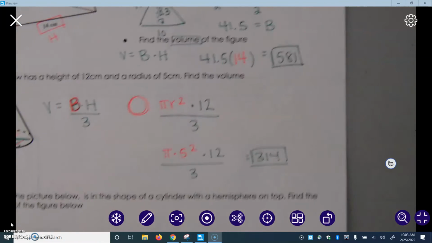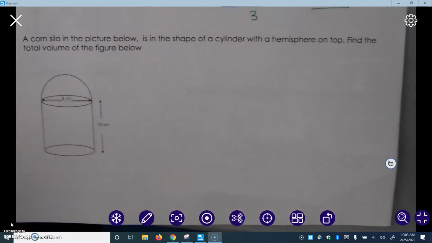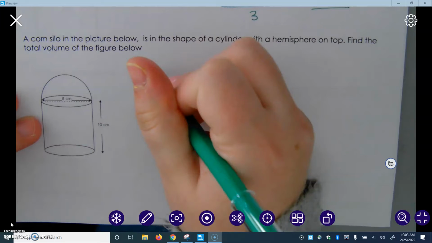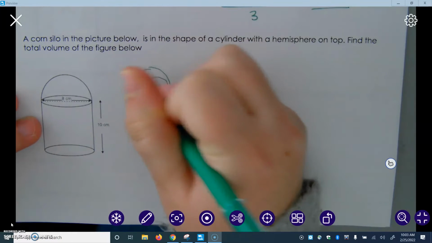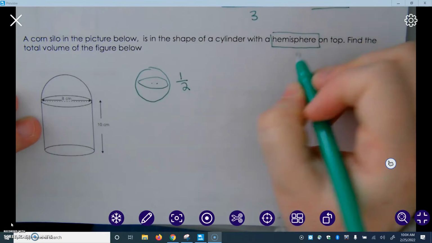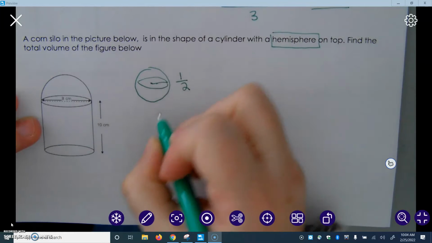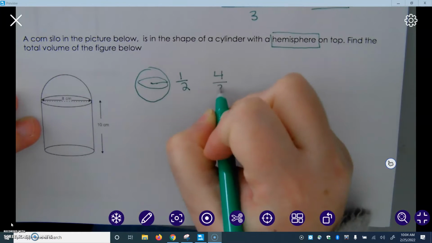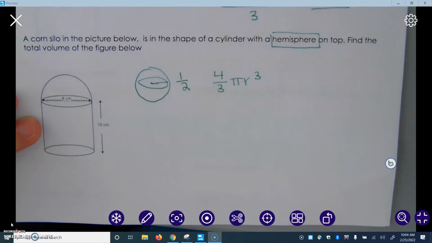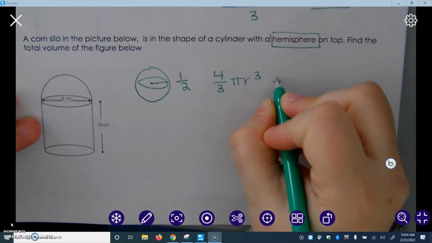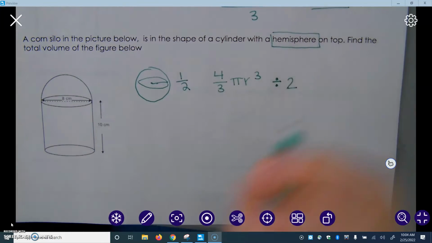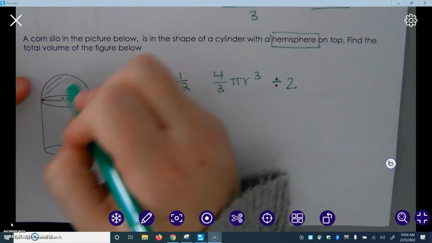All right, for the next one, there are two shapes. So what is the top shape here? That is a sphere that we cut in half. And so that's what a hemisphere is. So the way you find the volume of a sphere is 4/3 pi r cubed. So I'm going to be doing 4/3 pi r cubed, and then I'm going to have to divide that by 2 because I only have a half of a sphere. And so that takes care of the top.